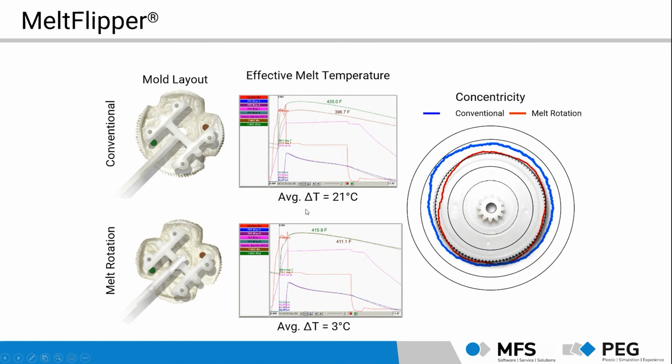And what we can also observe is that we have a temperature difference between those two temperature sensors, which is in the conventional runner system about 21 degrees Celsius. Here, those values are in Fahrenheit. But in degrees Celsius, we have a temperature difference of 21. And with the MeltFlipper technology, we reduce this to only about 3 degrees temperature difference.